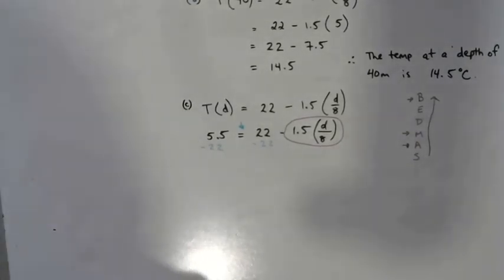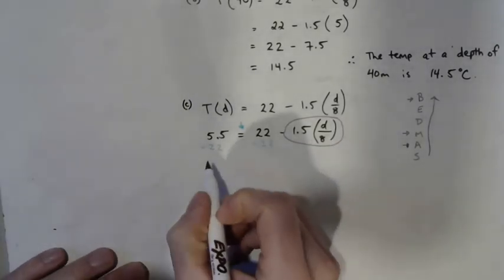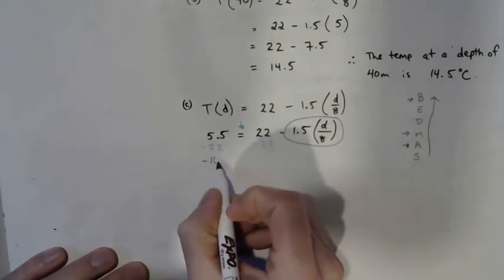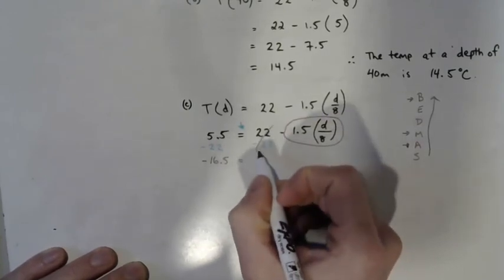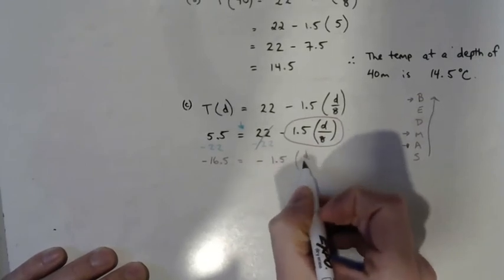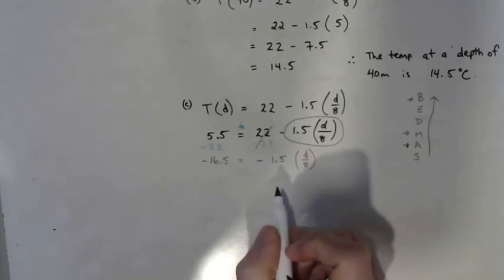So what does that look like? 5.5 minus 22 ends up being negative 16.5. Negative 16.5 equals, and on this side I don't have that anymore, but I do have negative 1.5 times d over 8. Now at this point I'm looking at this and saying, well, negative numbers, I don't really want to deal with negative numbers. So what are we going to do? Well, let's just do our next step.